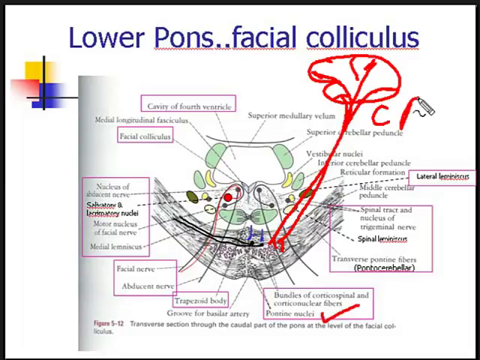And then from here, these fibers go from the pons via the middle cerebellar peduncle to the cerebellum. So these are called pontocerebellar fibers, and these are what are responsible for the transverse pontine fibers, because you can see they're going transversely across.